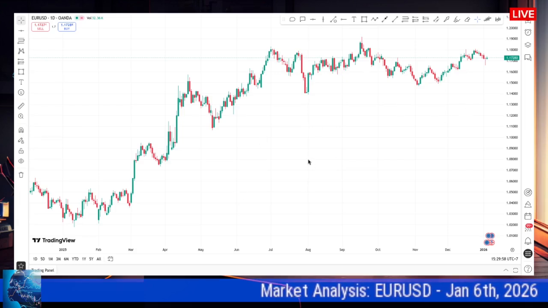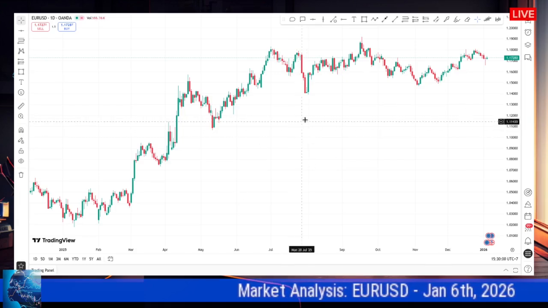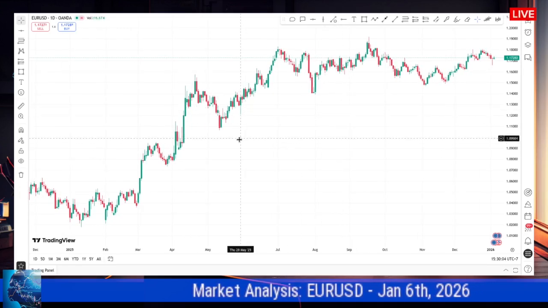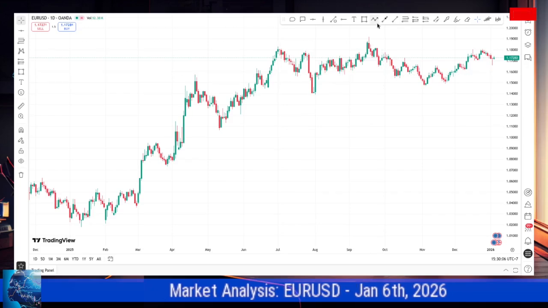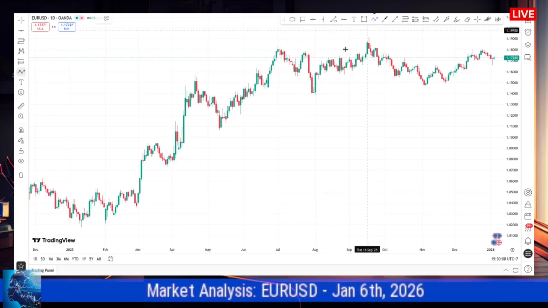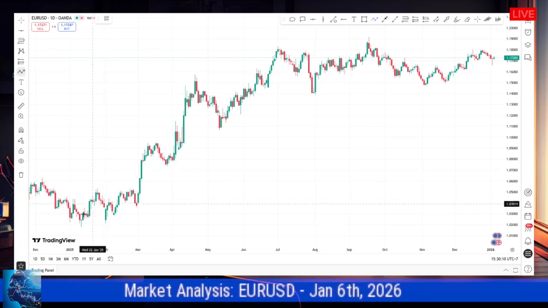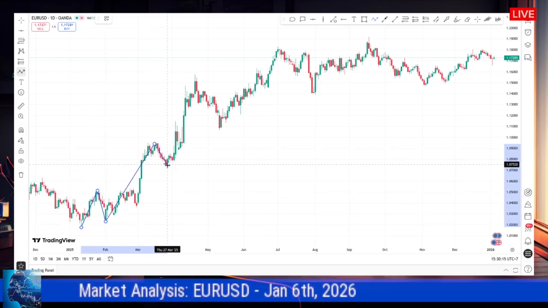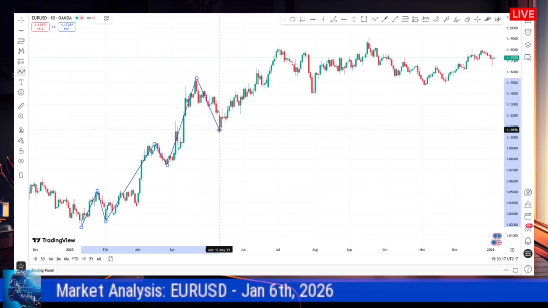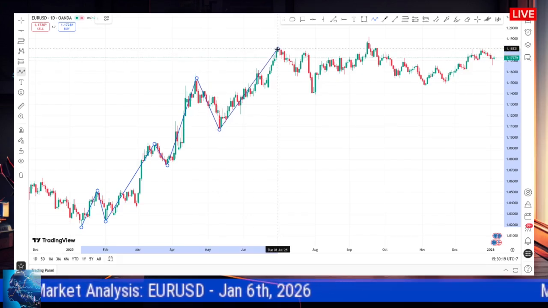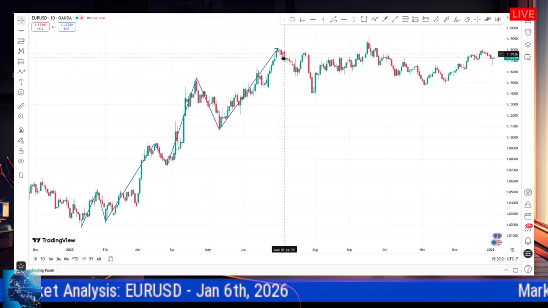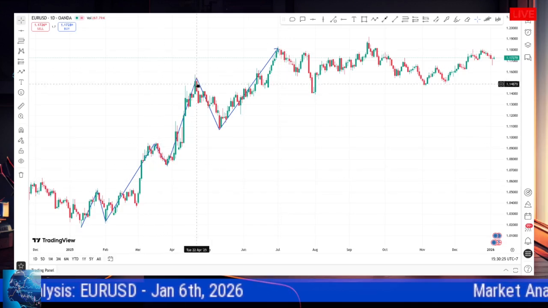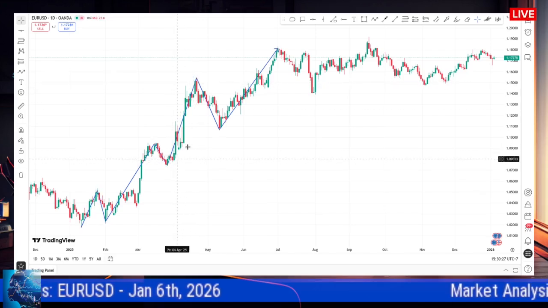Alright, let's break down EURUSD using pure price action on the daily time frame. First, zooming out, we can see that earlier in the year, EURUSD was in a strong bullish trend. Price formed a clear structure of higher highs and higher lows, showing strong buyer dominance. The bullish candles were clean with small wicks, which tells us buyers were in control during that phase.